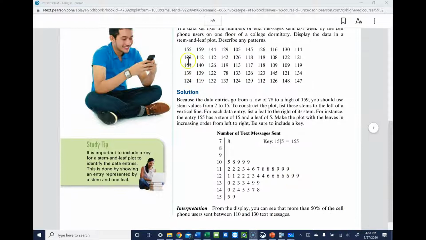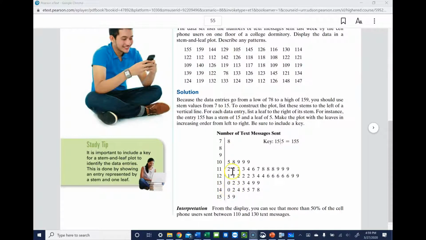Then every time you have a data entry like 155, we're going to put a 5 beside the 15, because the 15 comes from the first two numbers, and the 5 comes from the last number. So the stem is 15, the leaf is 5. Next is 159, so that again goes on the same stem, right here as the leaf on this 15 stem. For 144, the 14 is going to be the stem and the 4 is going to be the leaf, so you write the 4 right here as the leaf on that stem.